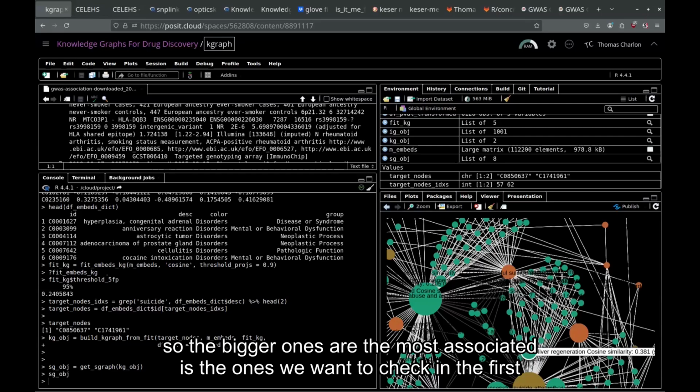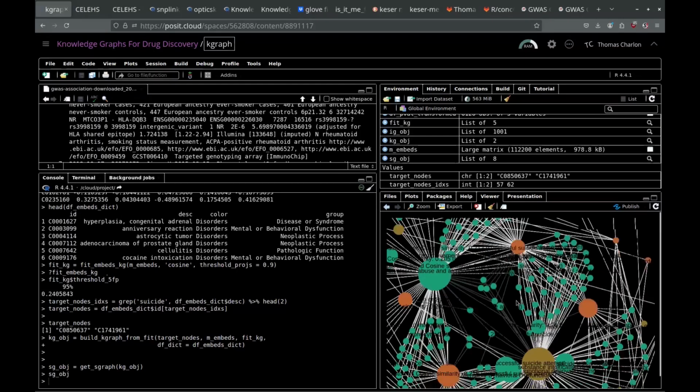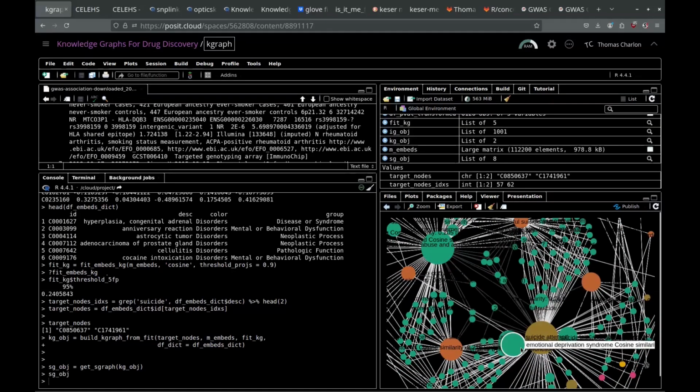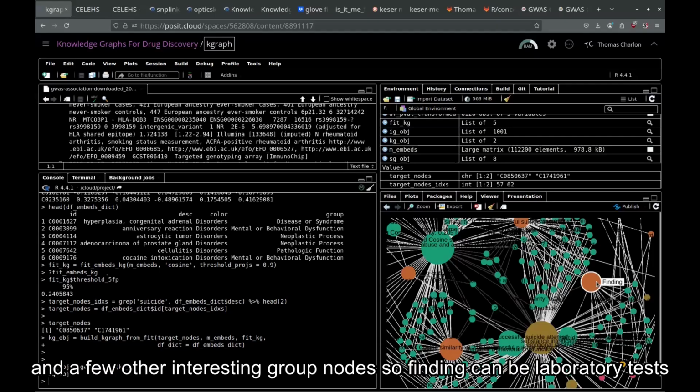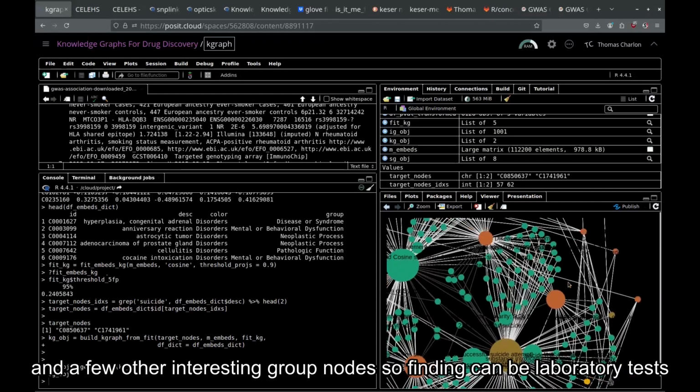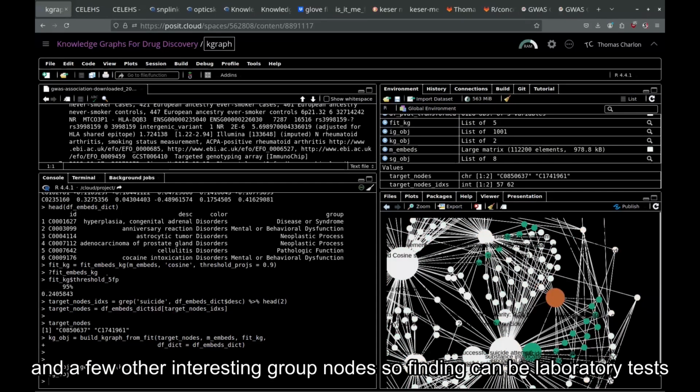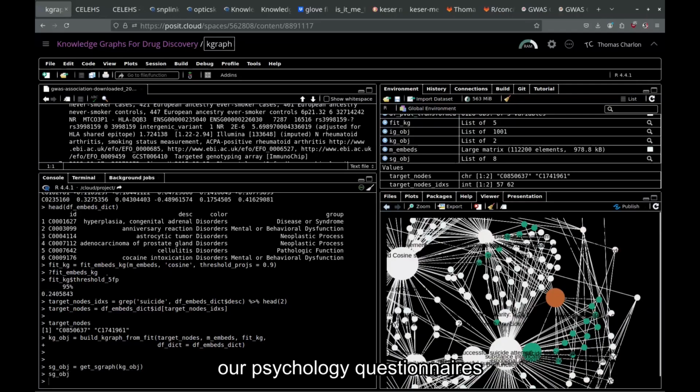So the bigger ones are the most associated, the ones we want to check first. And a few other interesting group nodes. So a finding can be laboratory tests or psychology questionnaires.